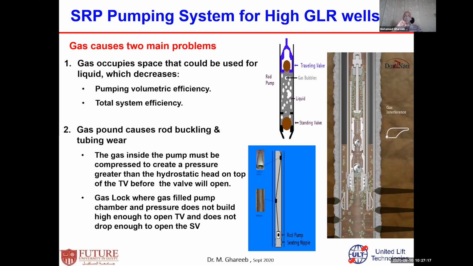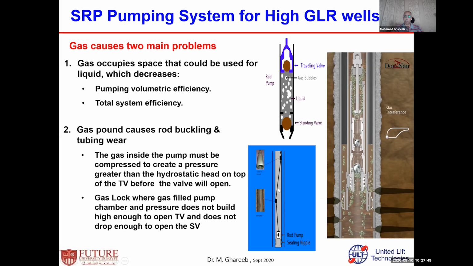And it is similar to fluid pounding, which can create a lot of problems with the rod, like rod buckling. This can create problems with the pumping unit, but is less severe than fluid pounding. But one of the major problems with gas is the volumetric efficiency, and consequently the total system efficiency. And gas, as I told you, can create a very big problem of rod buckling like this.